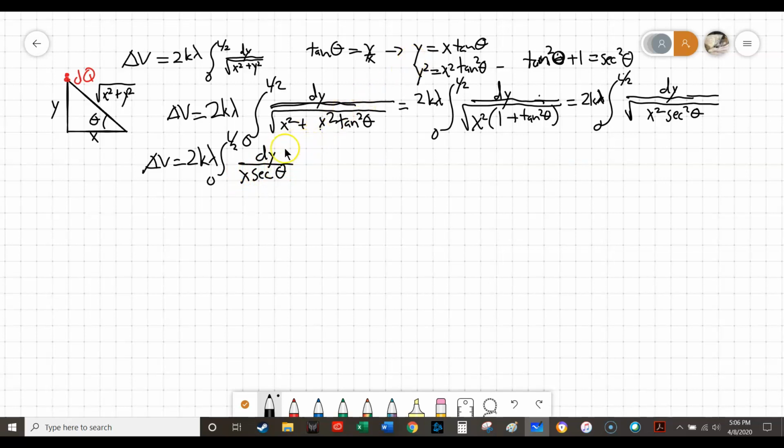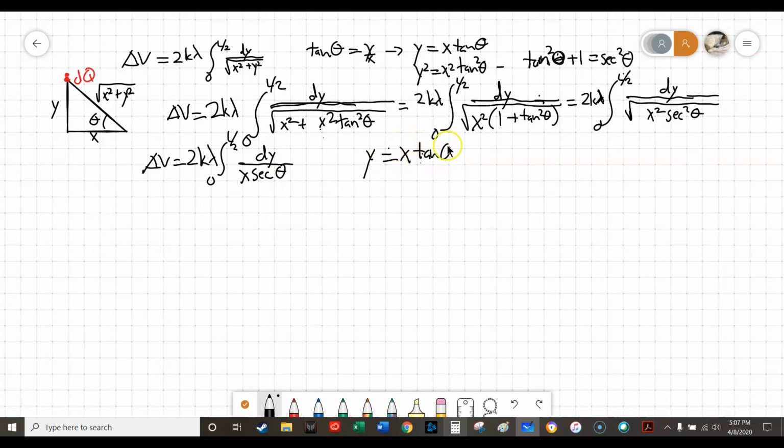Now we have a differential of y, but we have this problem right here. This is actually varying along theta. So we're going to further reduce this. Let's copy this down here, and we need to find this in terms of theta.